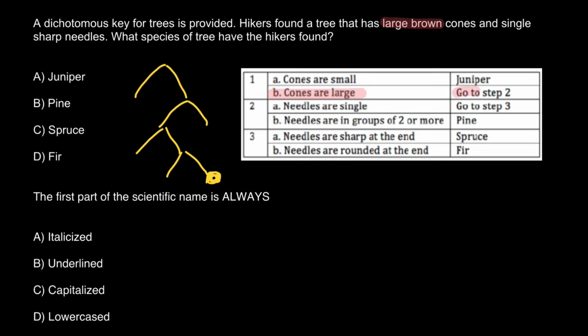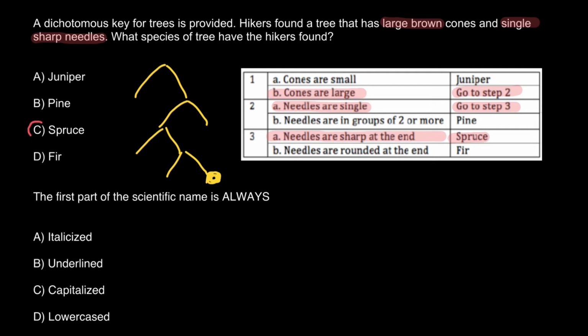And now we have to go to step number 2. Needles are single, and variant B, needles are in groups of 2. And we know that needles are single sharp needles. And next, question 3, needles are sharp at the end and needles are round at the end. And we know that needles are sharp at the end. So this is spruce, and this is answer C.